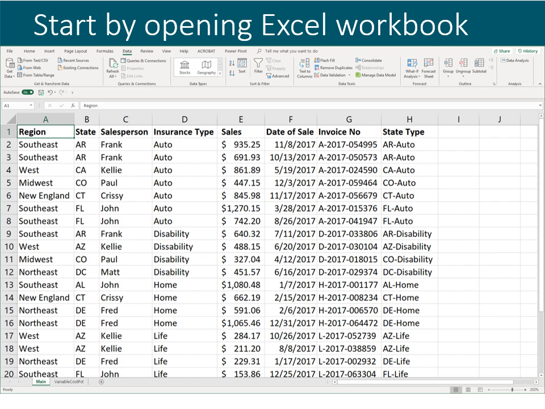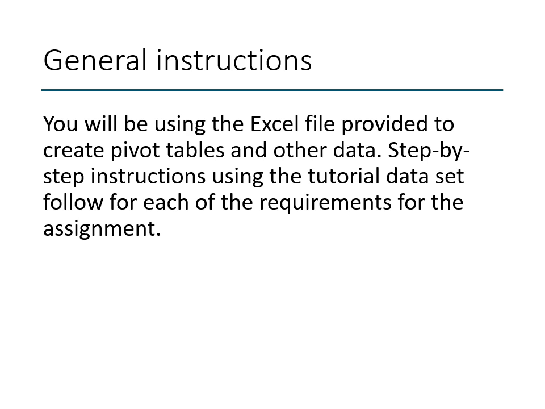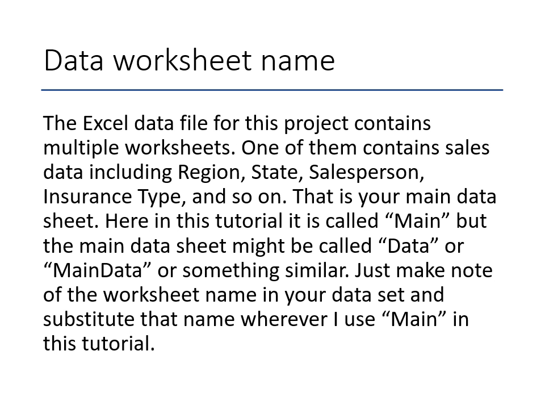Start by opening the Excel workbook. You will be using the Excel file provided to create pivot tables and other data. Step-by-step instructions using the tutorial data set follow for each of the requirements for the assignment. The Excel data file for this project contains multiple worksheets. One of them contains sales data including region, state, salesperson, insurance type, and so on. That is your main data sheet.